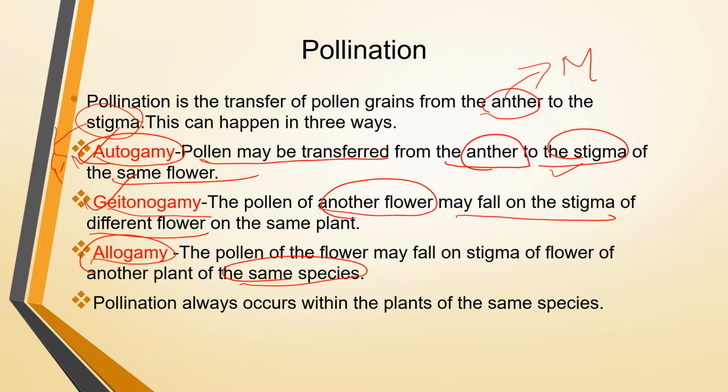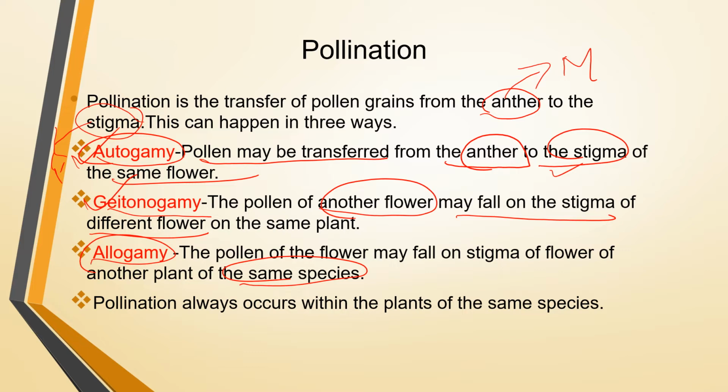Just keep in mind, three types of pollination we are discussing here: autogamy, geitonogamy and allogamy. One is within the same flower, from anther to stigma. The second one, geitonogamy, is in the same plant, from one flower to another flower. And the third one is allogamy. It happens in two different plants of the same species. So I think this part is clear to you all.